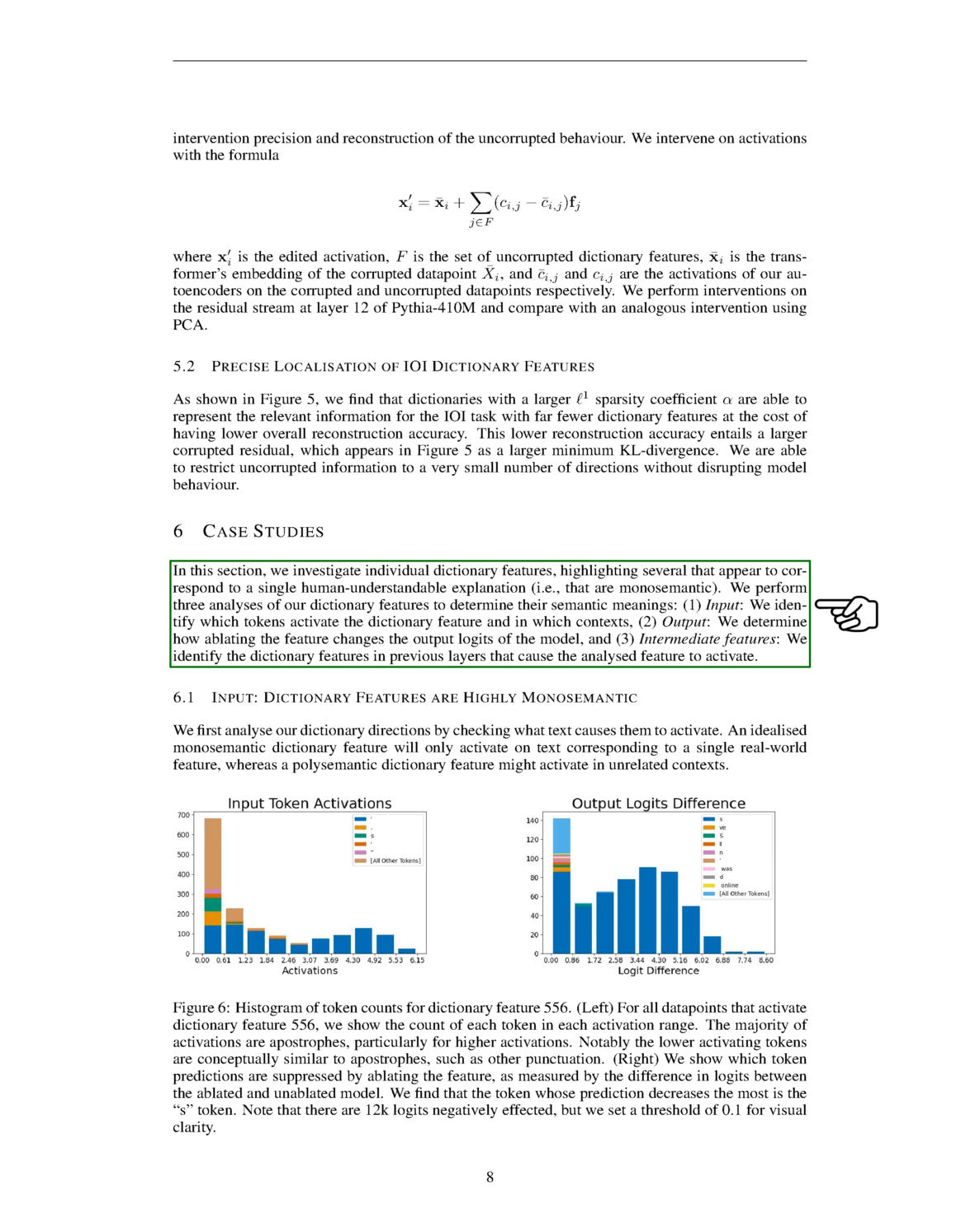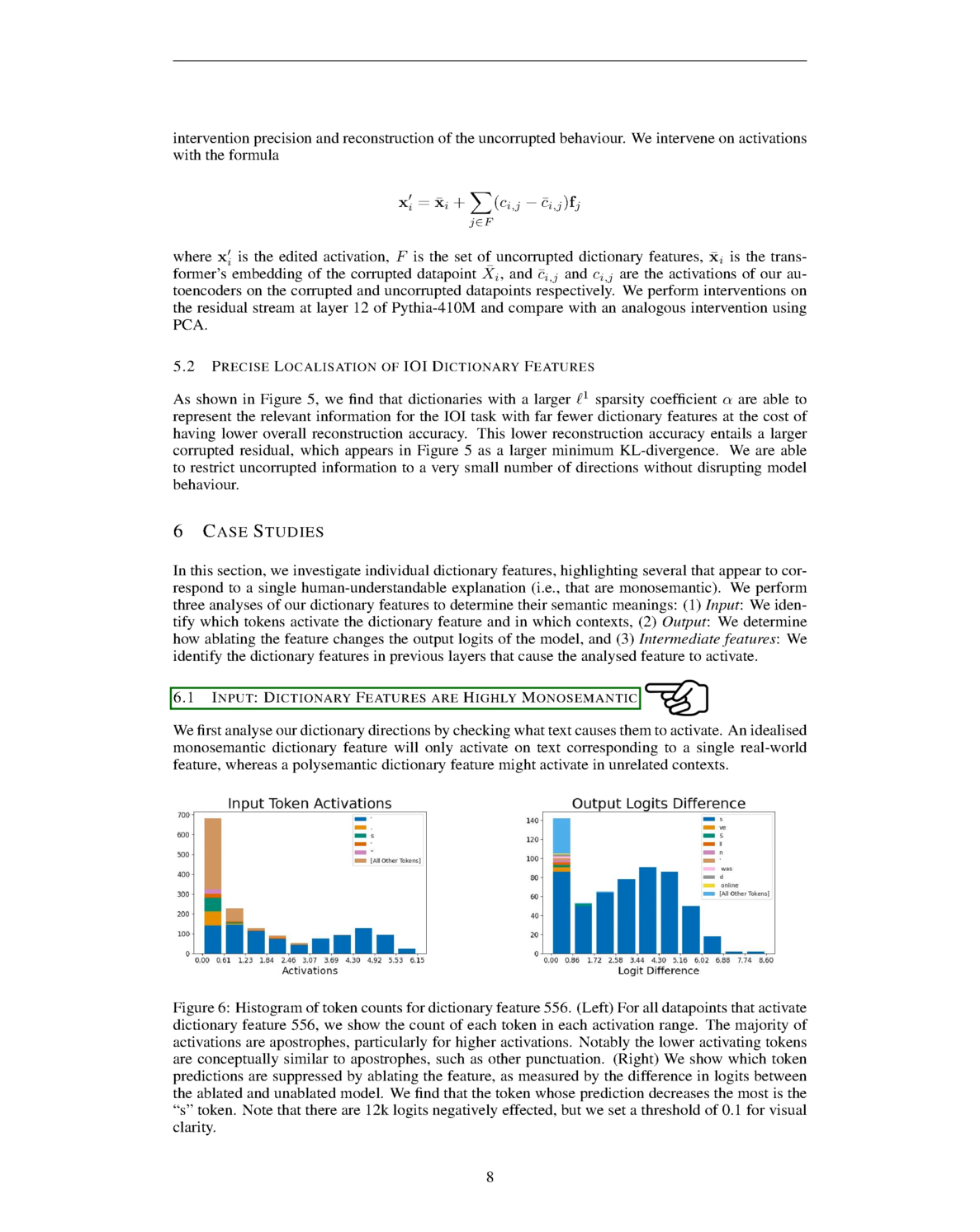We'll analyze our dictionary features in three ways: by identifying which tokens activate the feature and in what contexts, by determining how removing the feature changes the model's output, and by identifying the dictionary features in previous layers that cause the analyzed feature to activate. We found that our dictionary features are highly specific in meaning.